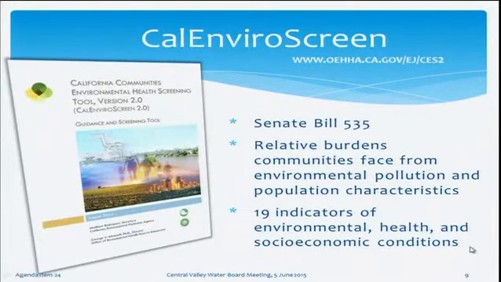One of the tools that has been discussed for delineating disadvantaged communities is CalEnviroScreen. It was mandated by Senate Bill 535 to distribute the Air Board's cap and trade funds to benefit disadvantaged communities. It identifies communities that are burdened with multiple sources of pollution and pollution characteristics. In contrast to the Water Code's income-based definition of disadvantaged communities, CalEnviroScreen considers 19 environmental, health, and socioeconomic conditions.